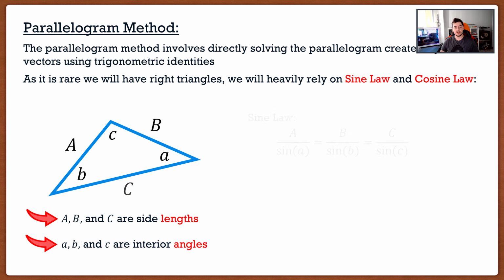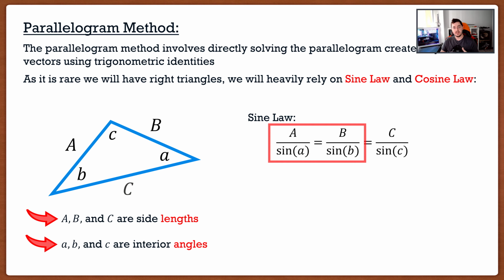Now the first law we're going to talk about is sine law. Now sine law is very great because it relates a side and an interior angle to another side length and another interior angle. So we're going to typically use this if we're solving for another interior angle. In these types of questions where you're given two vectors to add together, well, you have the two vectors. So you know what capital A and capital B are going to be, and using some trig you can find out what maybe small a is. So finding that other interior angle is actually going to be quite easy.